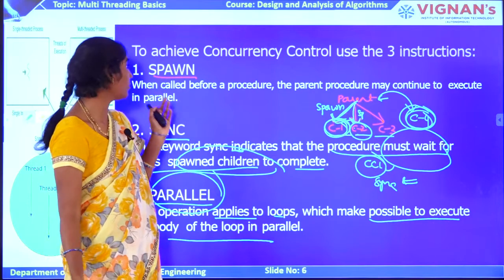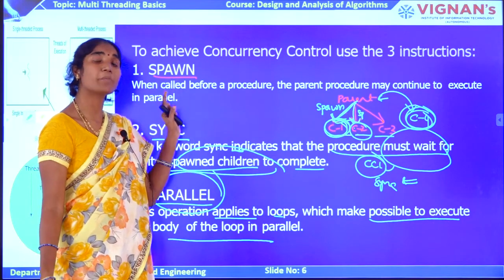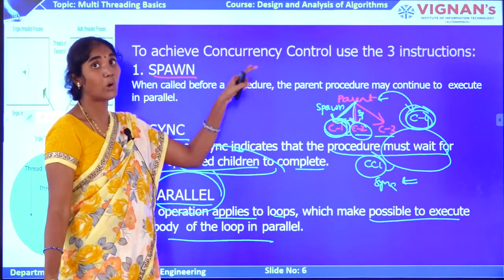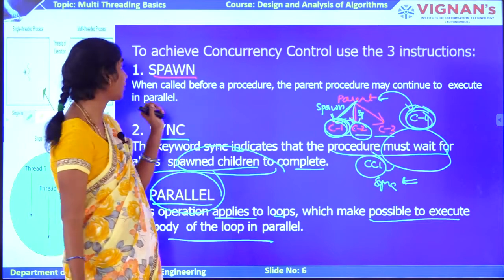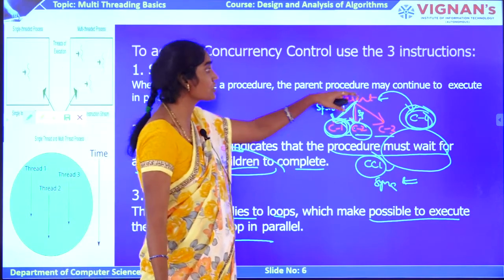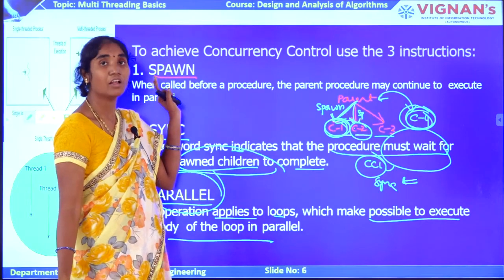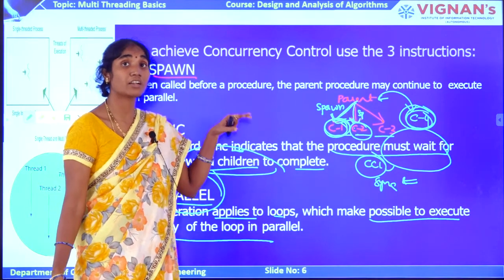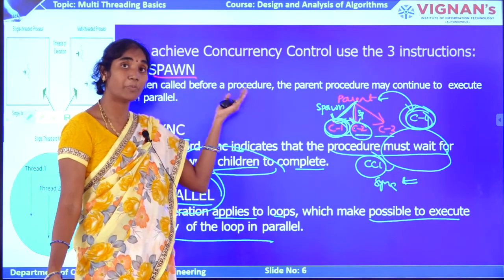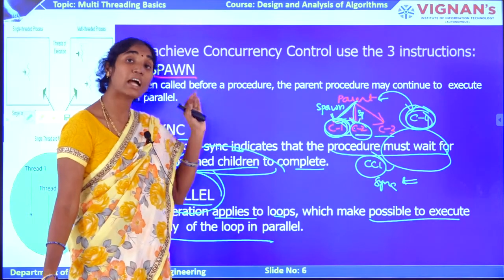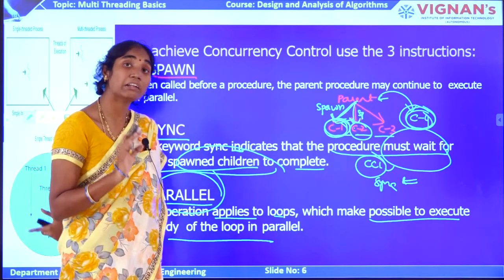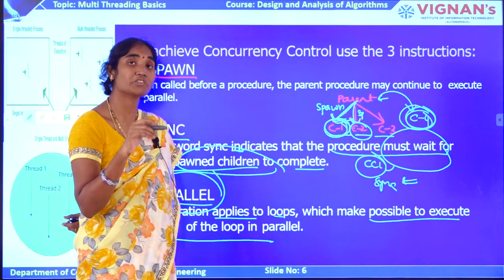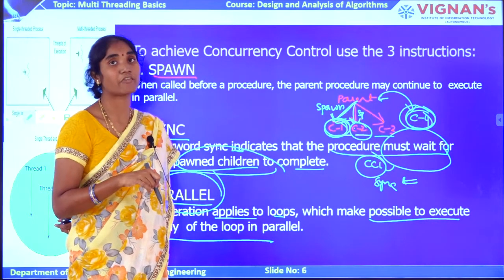Let us recall once again spawn. Spawn means the parent procedure can execute in parallel, although it has spawned children. So when called before a procedure, the parent procedure may continue to execute in parallel. Now the next one, sync. Whenever a particular procedure is called with sync, it has to wait until the completion of all the spawned children. Whenever the spawned children operations are finished, then only the sync procedure will be started.